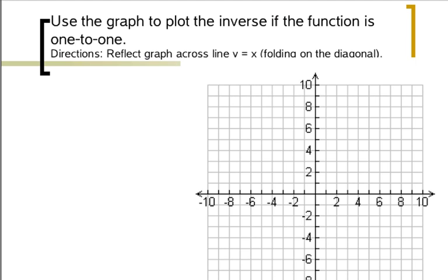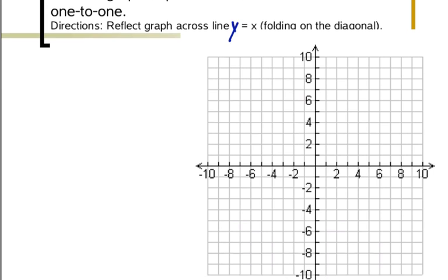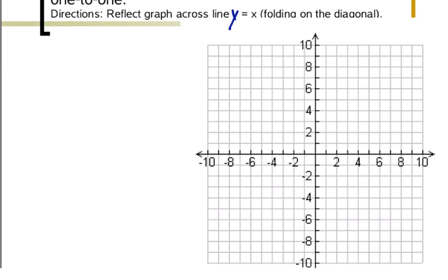To graph an inverse, as long as the function is 1 to 1, we just have to fold it along the line y equals x on the diagonal line. So let me go ahead and draw the diagonal line in there, and then we'll work with some functions. So the diagonal line is this perfectly diagonal line that starts at 0, 0 and goes up 1 over 1.